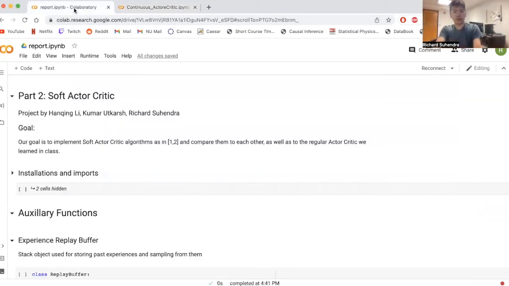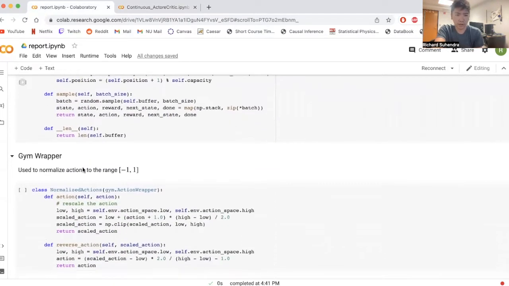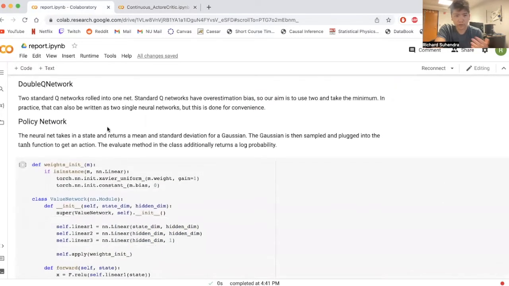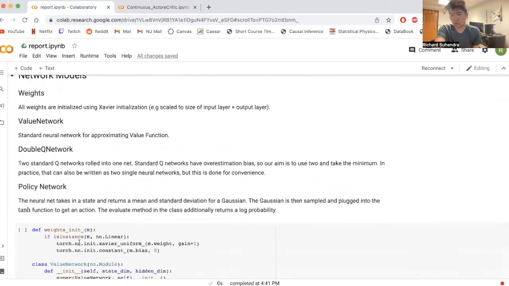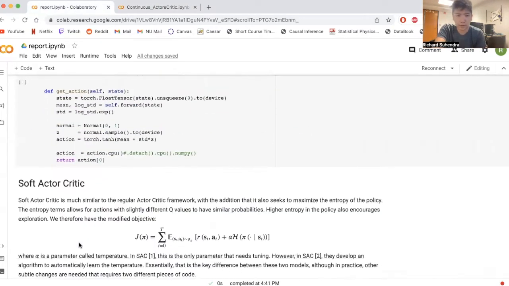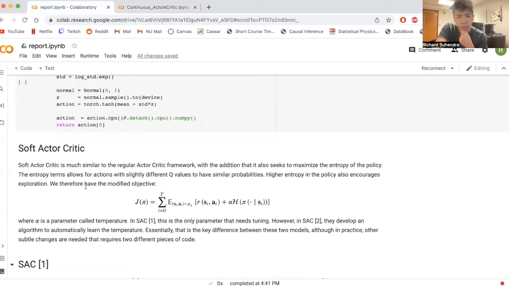All right, next I'm going to be talking about the soft actor critic algorithm. This was an idea that came from Tuomas Haarnoja in 2019. He did this in two papers, and there are two ideas, which I'll call SAC1 and SAC2 for now. There's the usual stuff, a replay buffer and neural networks. The policy network is a little bit different. It samples from a Gaussian and then it's plugged into a tanh function, but that's not super important.